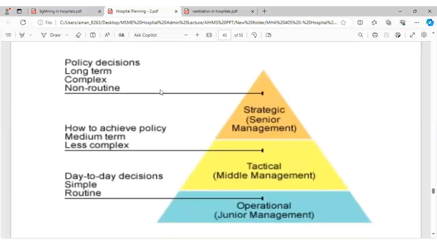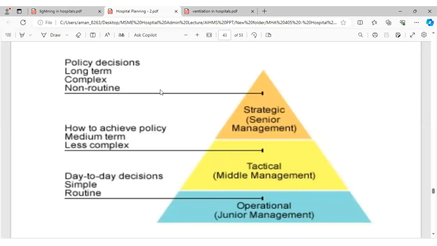Now, there's an operational team, there's a tactical team, there's a strategic team. The operational team is junior management, the tactical team is middle management, the strategic team is senior management. So what does the operational team do? Day-to-day decisions, simple and routine work.